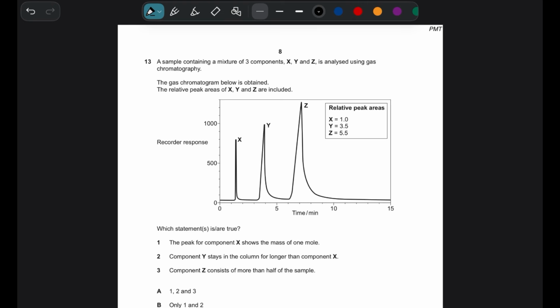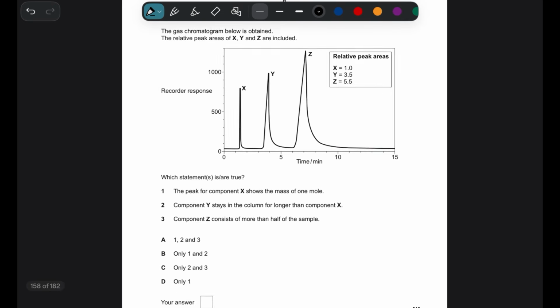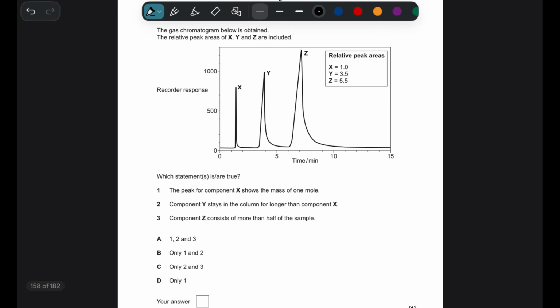Okay, so for this one, we're looking at a gas chromatogram, and we need to see which of the statements is true. So the P of the component X shows the mass of 1 mole.